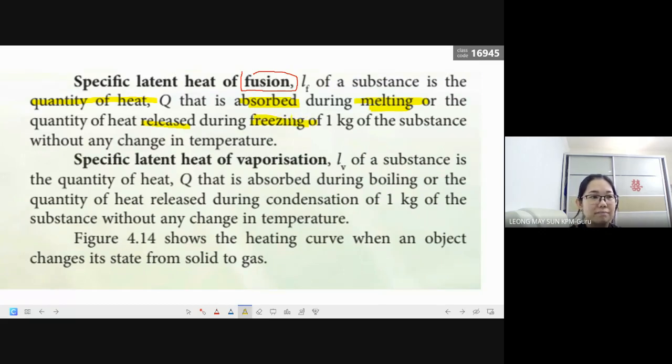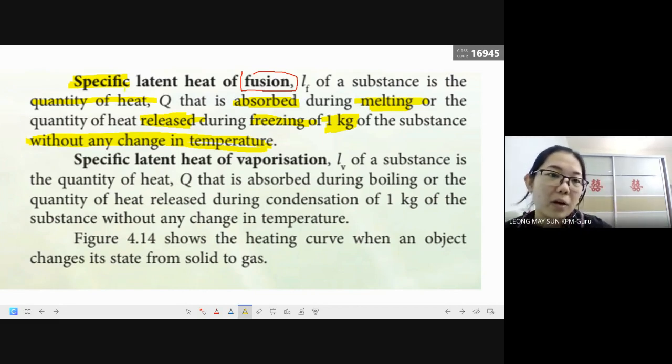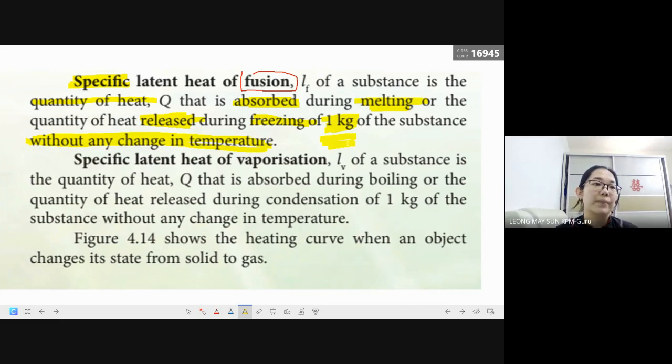If the question asks you to define specific latent heat of fusion, then when you say the quantity of heat that is being absorbed, it is during melting, because melting is from solid to liquid. If you use the words quantity of heat being released, it is during freezing, because freezing is from liquid to solid. So please be clear. Fusion, if you use the word absorb, it must be during melting. If you use the word release, it is during freezing point. Because of the word specific, we have to mention the 1 kg of substance without any change in temperature. So the phrase without any change in temperature is also a key point. Form 5, you would know that your trials came out with specific heat capacity, but because of the word specific, I need to see the 1 kg inside your definition.